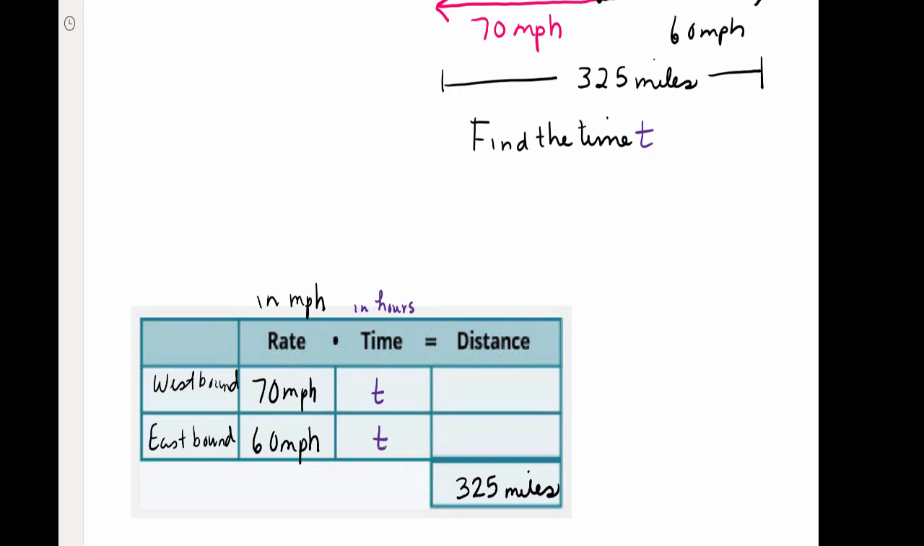And we know that rate times time equals distance. So we have 70T, which is going to be the distance the westbound truck travels. And then the eastbound truck travels 60T, 60 times T miles. And what do we know about the relationship between these distances? Well, we know that the westbound distance added to the eastbound truck's distance, total they're traveling 325 miles. So that's going to be our equation. So let's go ahead and write that down.